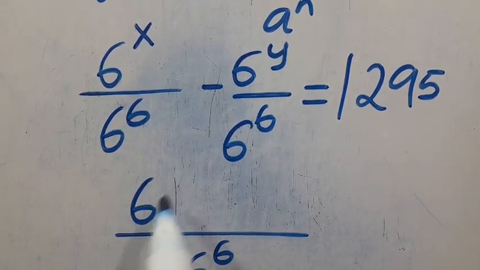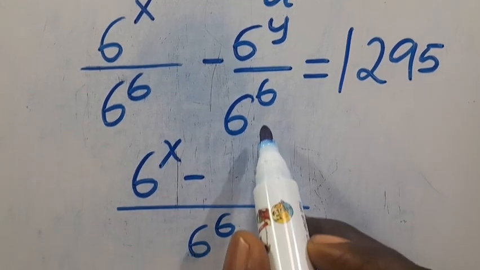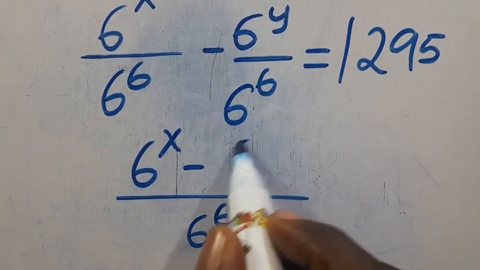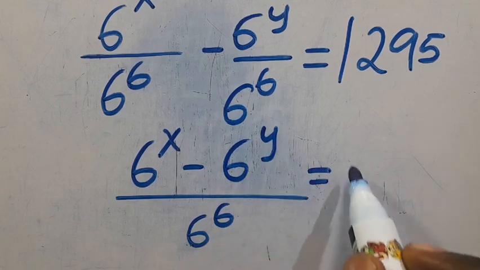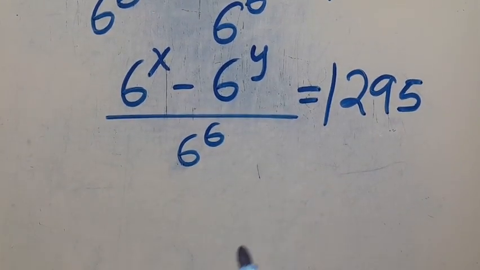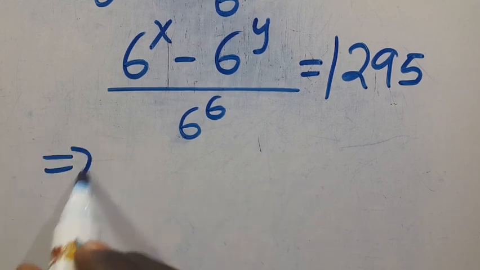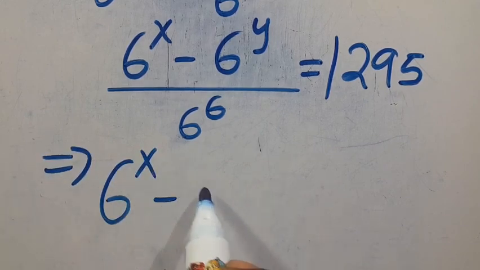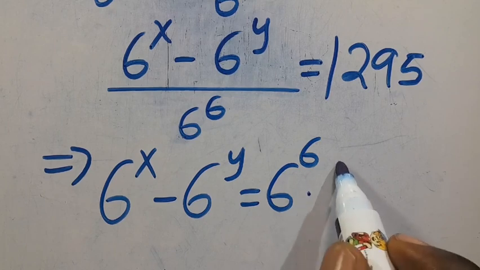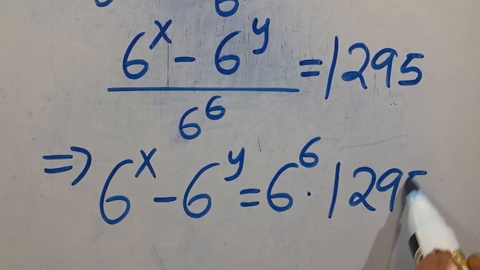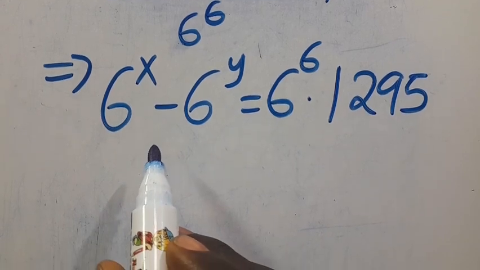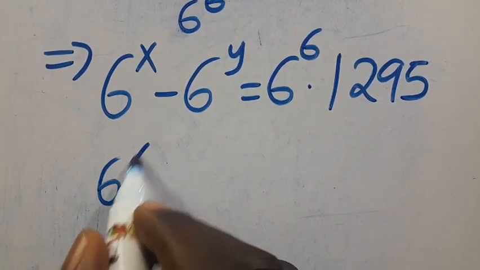Multiplied by this, here will be 6 to the power of x minus 6 to the power of 6 divided by 6 to the power of 6 will be 1, multiplied by 6 to the power of y equals 1295. Then let's cross multiply. This implies we have 6 to the power of x minus 6 to the power of y equals 6 to the power of 6 multiplied by 1295.